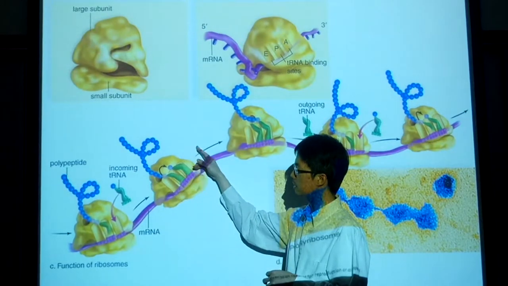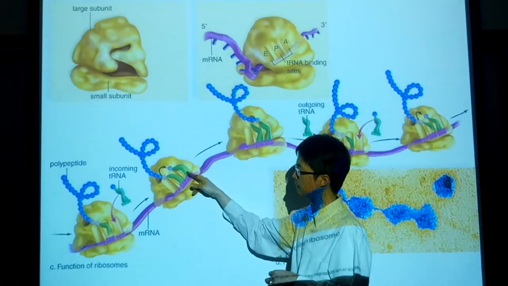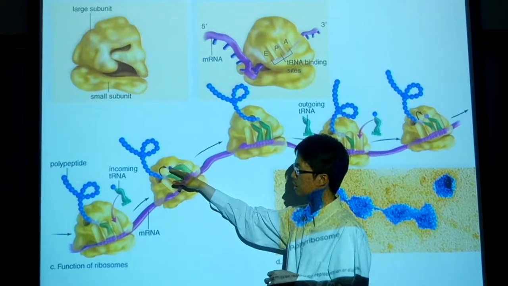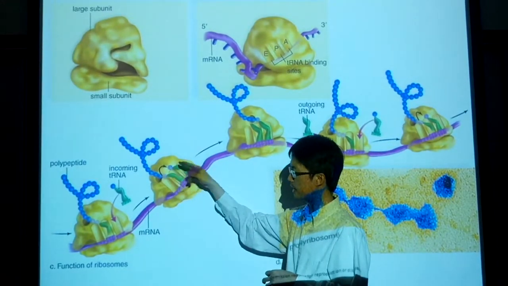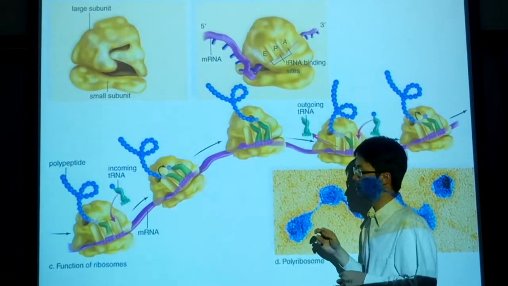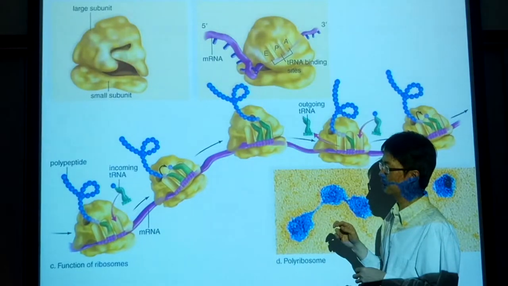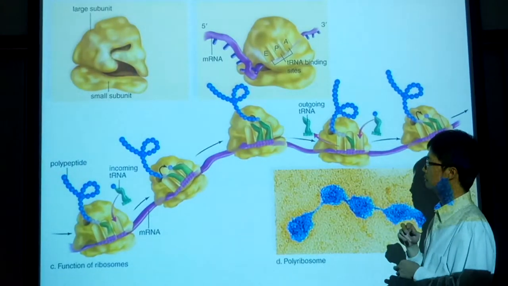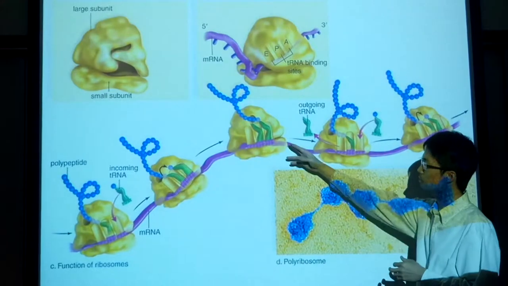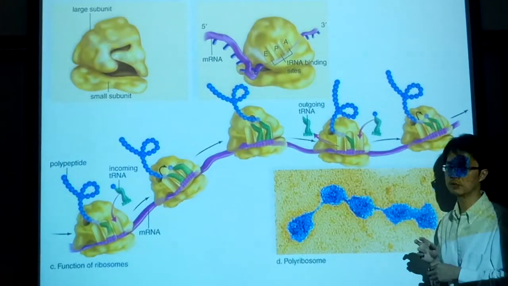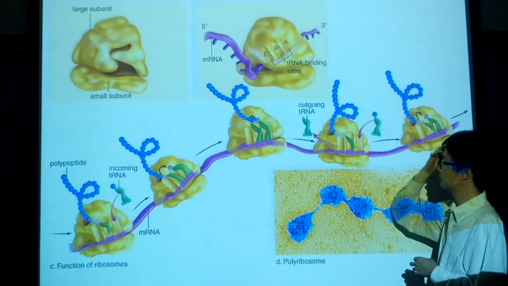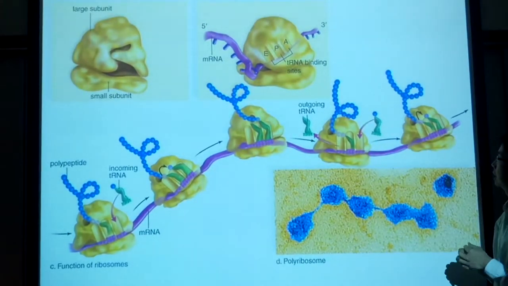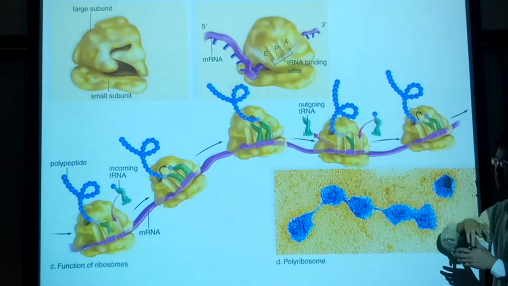It goes to the P site, and then the new tRNA will go to the A site, and then the amino acid in the P site will be transferred to the amino acid in the A site. There's an enzyme to do this. We call it peptidyl transferase. This enzyme will transfer the amino acid from the P site onto the A site, and then the ribosome will just keep on moving along the messenger RNA, keep grabbing new transfer RNA and so on, and the polypeptide chain will get elongated.